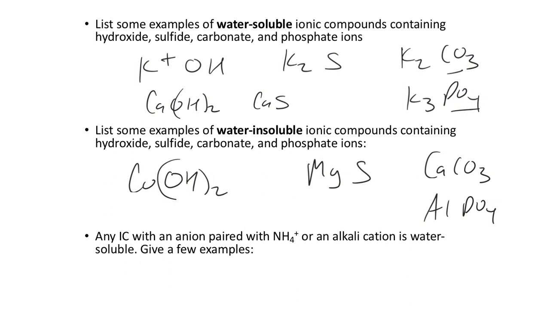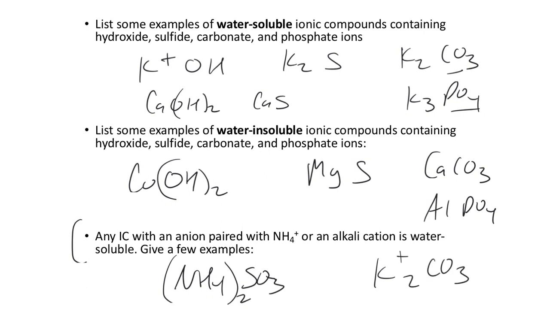Then any ionic compound paired up with ammonium or alkali cations is soluble. That's the last rule we saw on the chart. Anything you pair up with an alkali or ammonium, like NH4SO3, so 2 of these, that's water soluble. Pair potassium with anything, like CO3, K2CO3, water soluble. So pair alkalis or ammonium with anything, and they're water soluble.